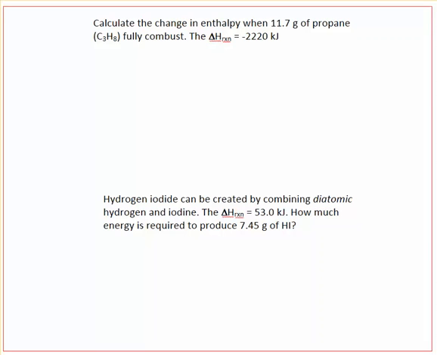Then, hydrogen iodide can be created by combining diatomic hydrogen and iodine. Remember, those are both diatomic molecules. The delta H for the reaction is 53.0 kilojoules. How much energy is required to produce 7.45 grams of hydrogen iodide?